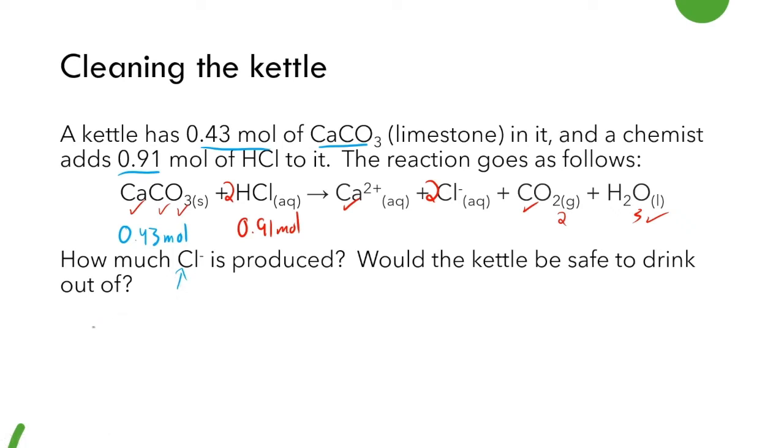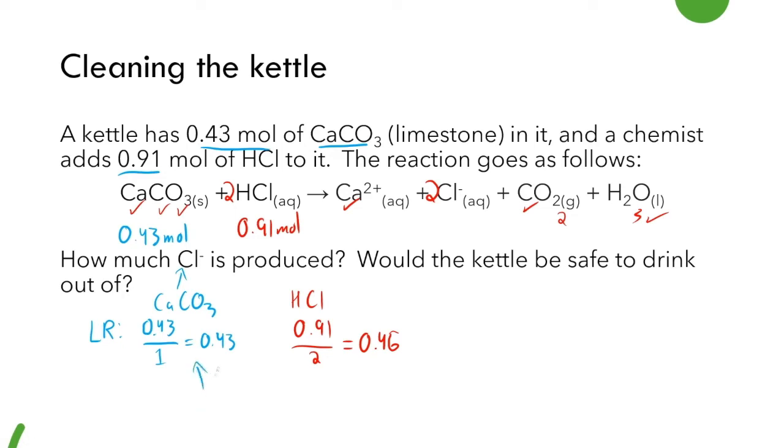So the first thing that we're going to do to find out what is the limiting reagent is we take the number of moles at 0.43, divide by the stoichiometric coefficient for both the calcium carbonate and for the hydrochloric acid. When we do this, we find that the calcium carbonate has the lower number there, and therefore it's the limiting reagent.